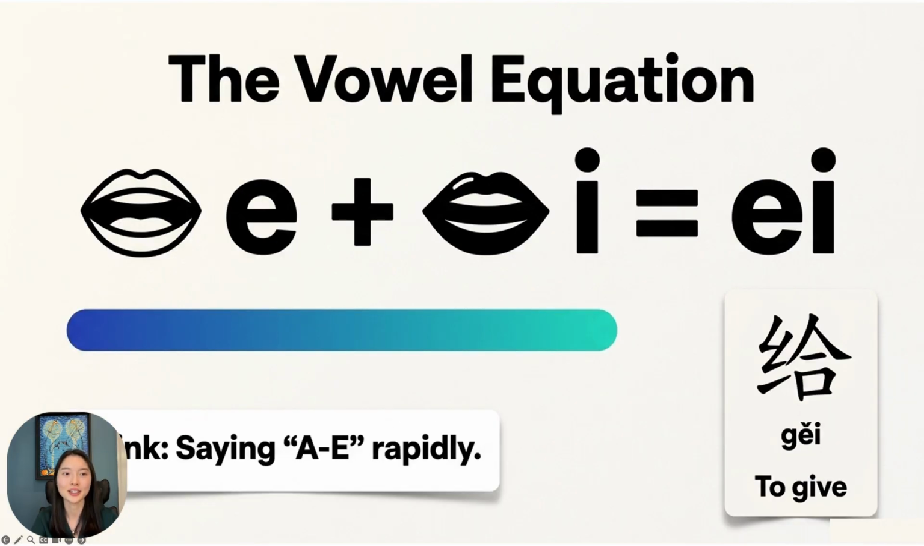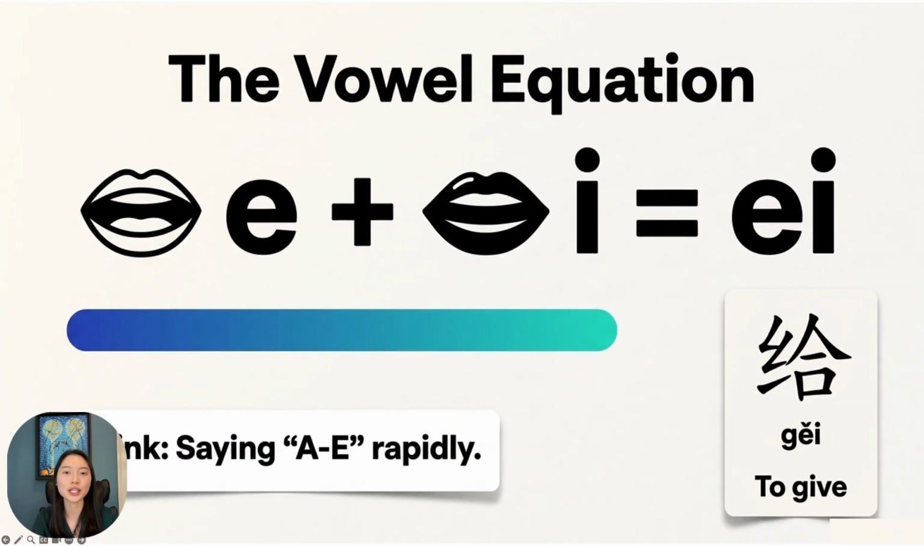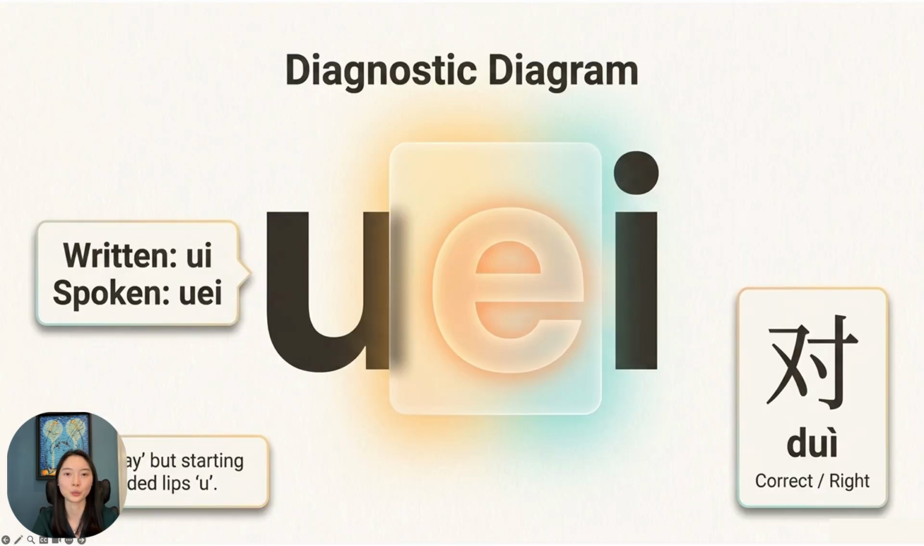This is the ei. Let's try it. Say A and E, these 2 English letters rapidly. Ei. That quick sequence is very close to Mandarin. Ei, like gay, 给 gěi, to give.